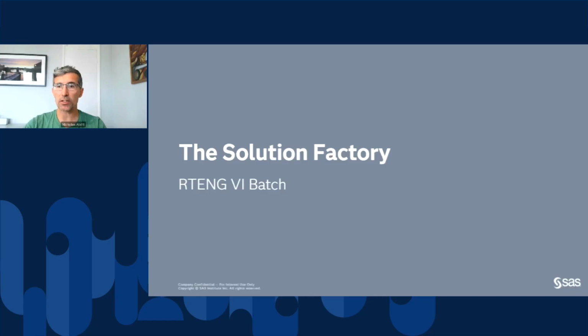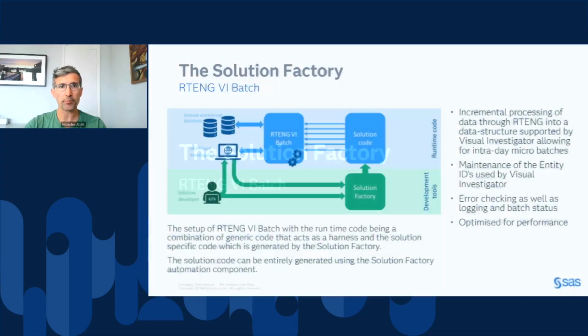The next stage is our entity resolution, so R10 VI batch. Again, we've got the development environment where the solution developers are modifying the configuration, and then in the runtime, that generated solution code runs alongside the static R10 VI batch code to perform entity resolution and to save the output back for Visual Investigator. And again, that handles full incremental processing. So as new records come in, they get sent through entity resolution, and the output is incrementally updated. It also makes sure that the ID used for those resolved entities, so person 7 stays as person 7.